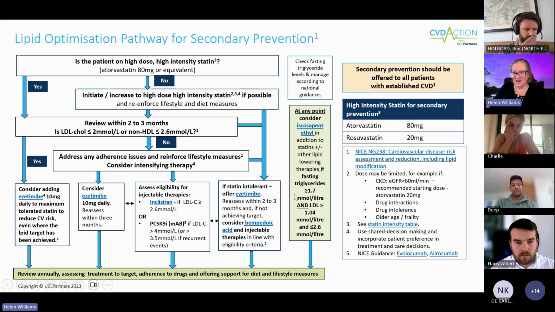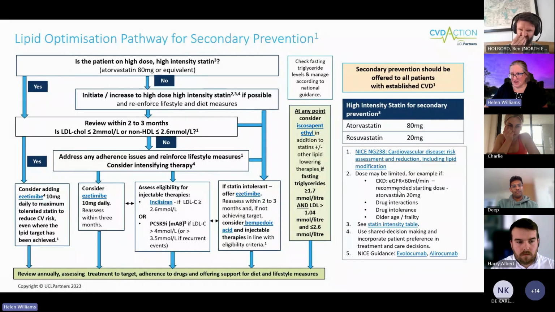therapies. Your fasting triglycerides need to be equal to or above 1.7, and your LDL needs to be between 1 and 2.6. So patients could qualify at different points in the pathway for this, because as you lower the LDL, they might suddenly qualify for icosapent. So it could come in at any point across that pathway.